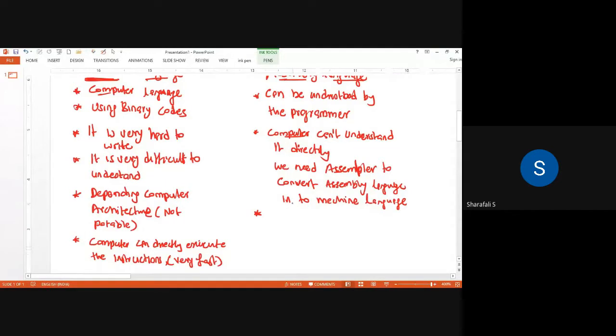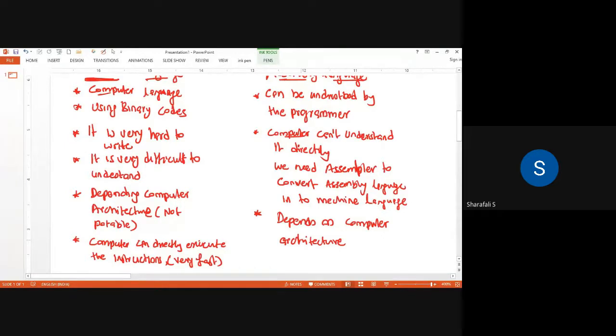And this also depends on computer architecture. Depending on your system configuration, the program will be different. So one program designed for one particular kind of system cannot be used in another system which has a different architecture.